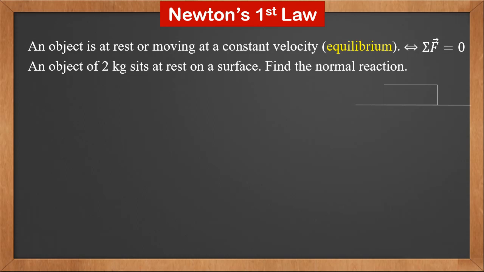Let's look at some examples. An object of 2 kilograms sits at rest on a surface. Find the normal reaction. First, let's sketch the force diagram for the object. There's weight, pointing downwards. And there's normal reaction, pointing upwards. This object is in equilibrium. So according to Newton's first law of motion, the sum of these two forces is zero. Therefore, normal reaction is equal to weight, which is 20 Newton.